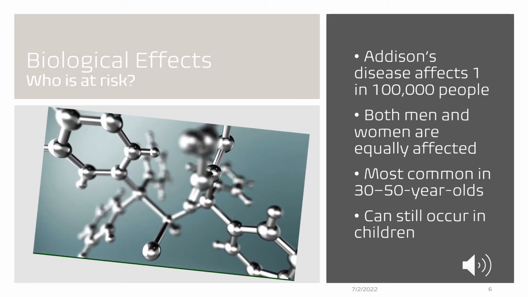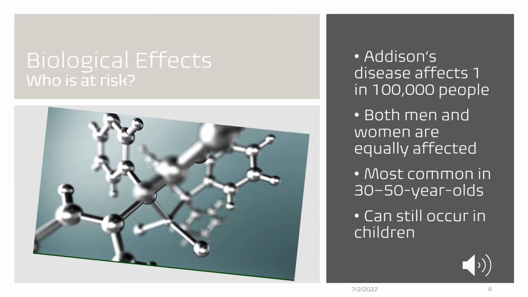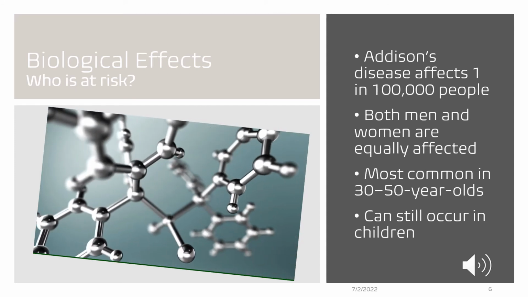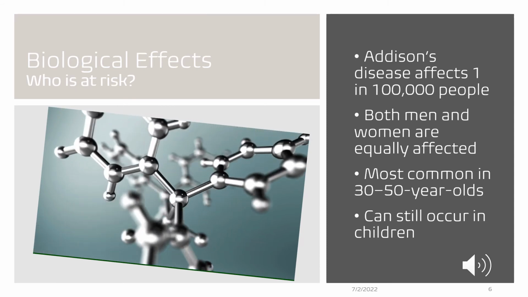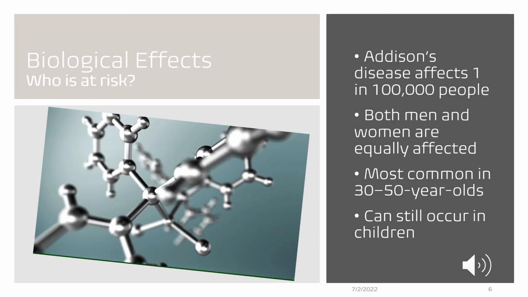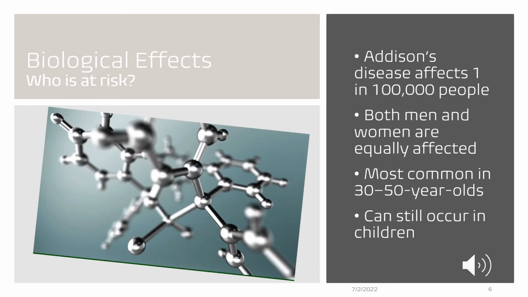People 30 to 50 years old are the ones who get this disease a lot. However, that still doesn't mean that children cannot get this disease. Addison's disease can still occur in children.